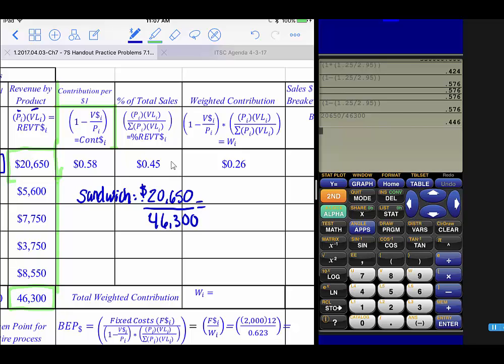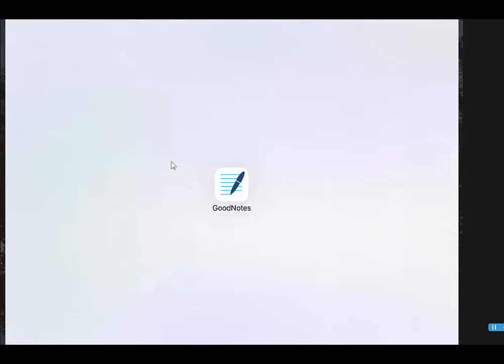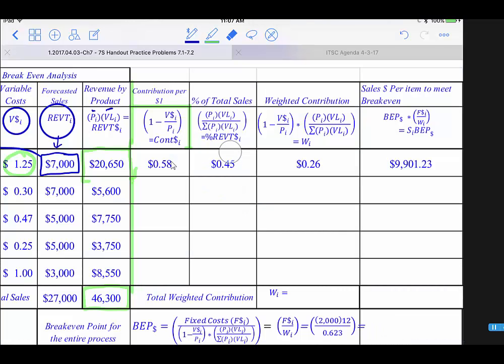So this essentially tells us, let's write it out here, that the sandwich accounts for about 45% of our total sales.